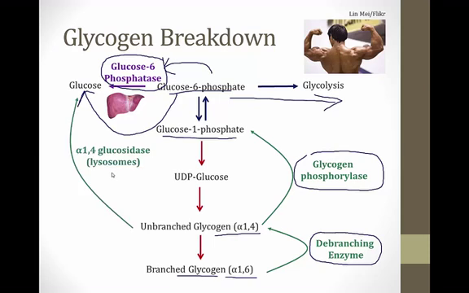Now there is also an enzyme found inside of lysosomes called alpha-1,4 glucosidase.